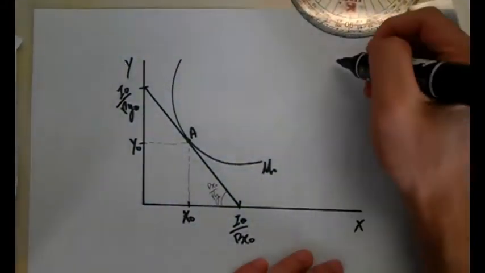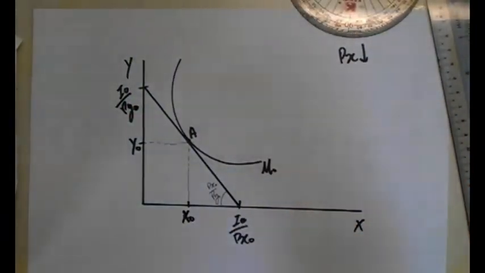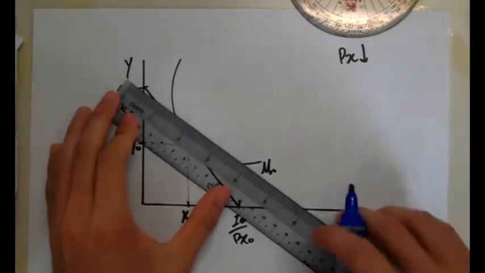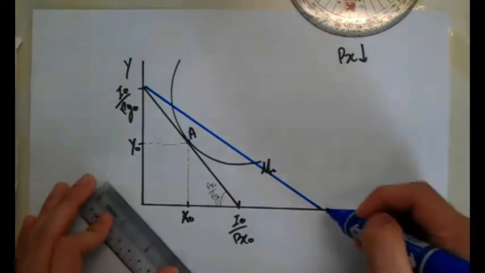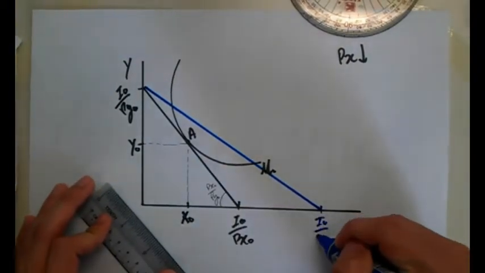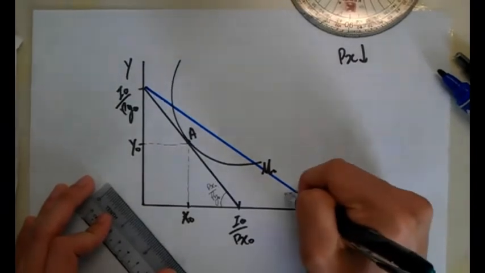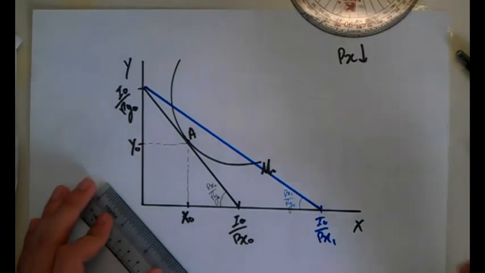Let's do the first thing, which is to decrease the price of x. So the budget line is going to shift outwards. There we go. This is I naught over px1, and the slope is px1 over py naught. Now we can start.